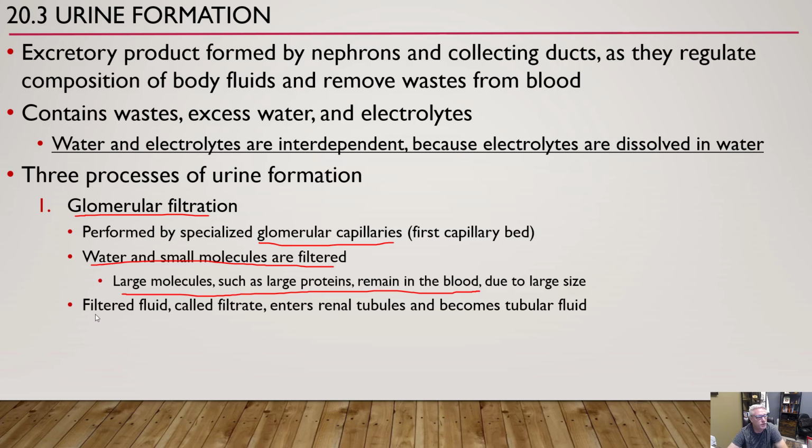What gets filtered out is called filtrate. That filtrate is going to enter the renal tubules: the proximal convoluted tubule, then the loop of Henle, descending, then the ascending loop of Henle, and then the distal convoluted tubule, and then we go through urine formation that way. So glomerular filtration is what is filtered out. The key concept here is first capillary bed and filtration.